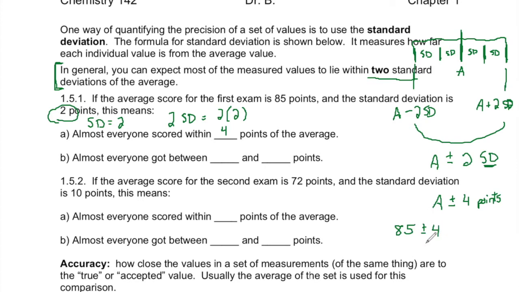85 minus 4, it looks like the low score was close to 81, and the higher score was 85 plus 4, 89. So we have, again, a pretty tight range of scores in this set of exam scores. Almost everyone scored within 4 points of the average score.